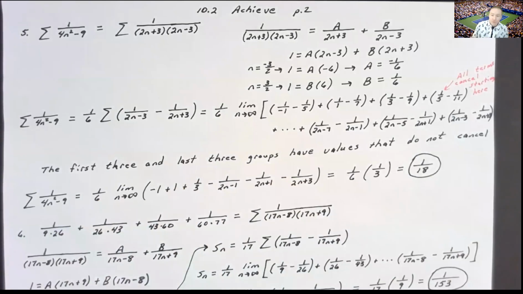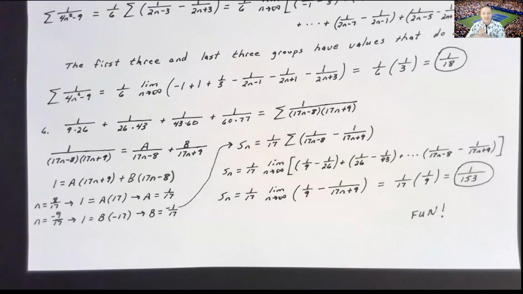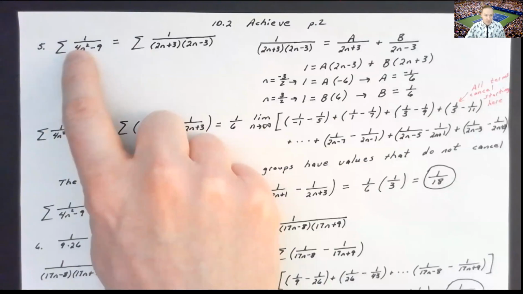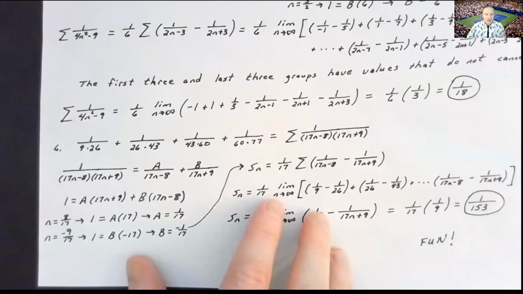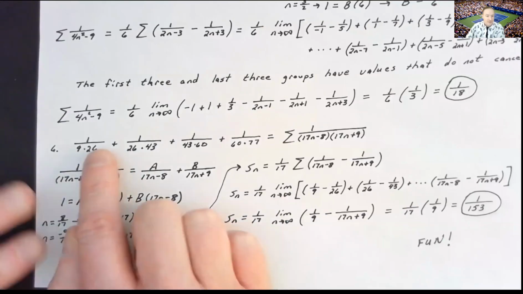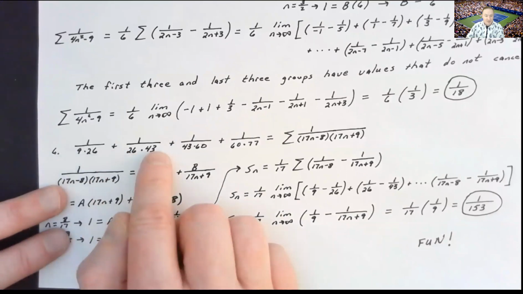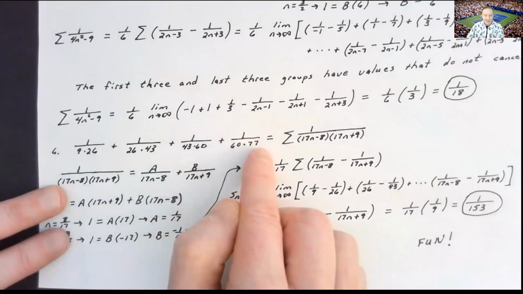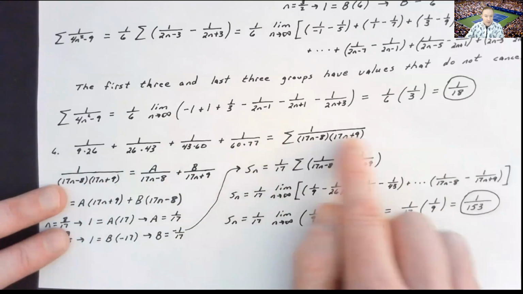Now, if one telescoping problem wasn't enough, we've got another. Number 6 is cool because instead of telling you the summation and what the telescoping function was in terms of n inside, they don't do that. So they give me this: 1/9 times 26 plus 1/26 times 43 plus 1/43 times 60 plus 1/60 times 77. So what am I supposed to do here in order to come up with this?